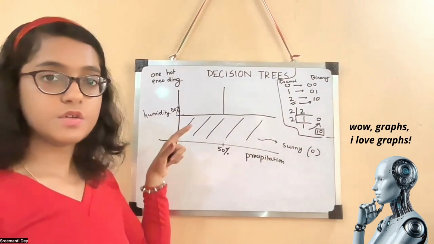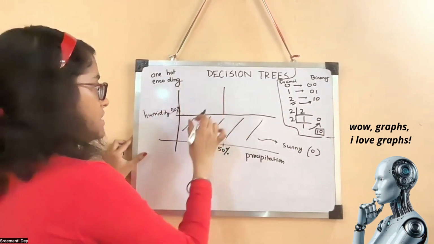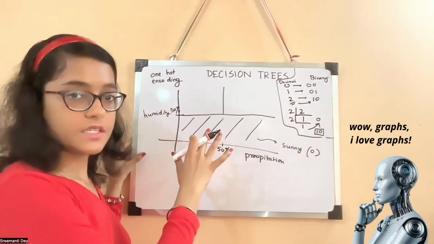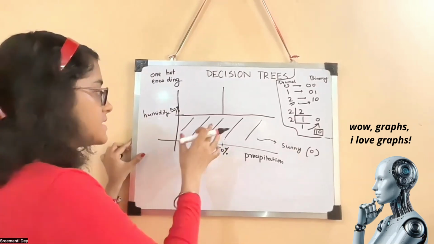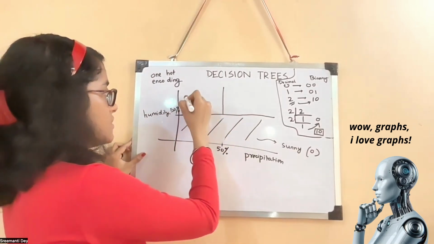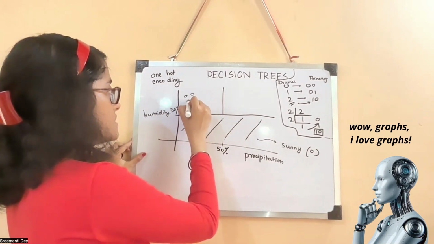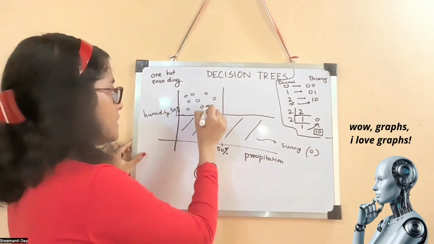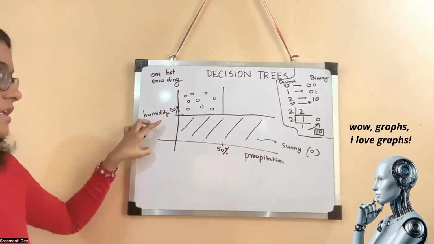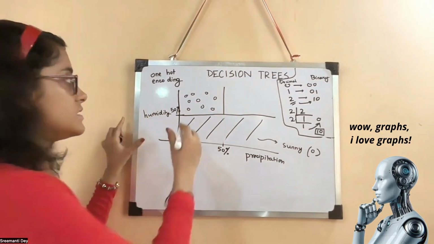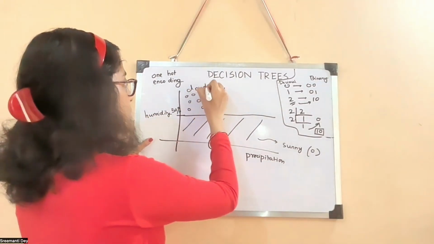This one is not needed. So we only need this line here. So if humidity is greater than 50% and precipitation is less than 50%, let's just draw this here. So what is this region? This region is going to be cloudy.